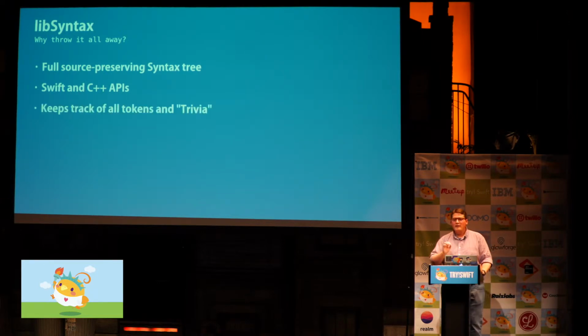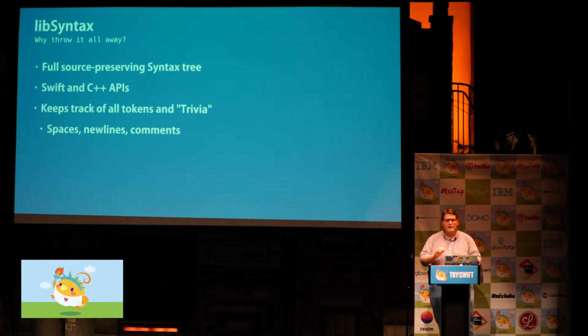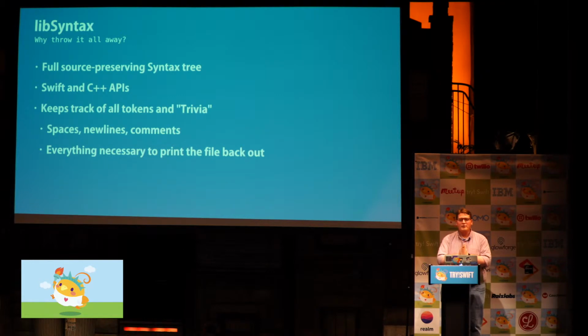And it works by keeping track of every one of those tokens in the tree itself, along with what we call trivia. Trivia are all the invisible bits of data, the spaces, the new lines, the comments, everything that normally gets thrown out at the beginning of parsing the code. The main goal is to be able to print the source file right back out from the structured representation. This is really powerful, and you'll see why.